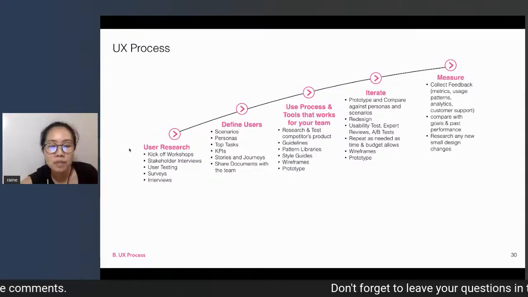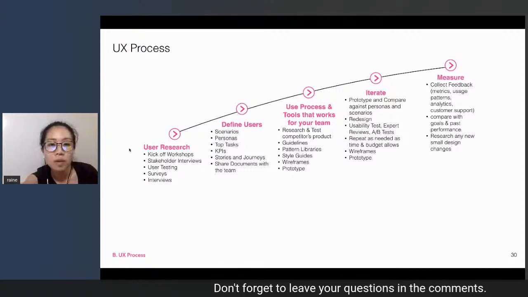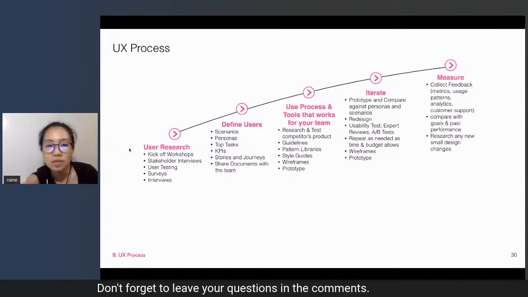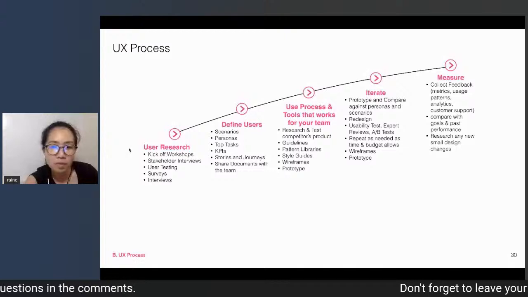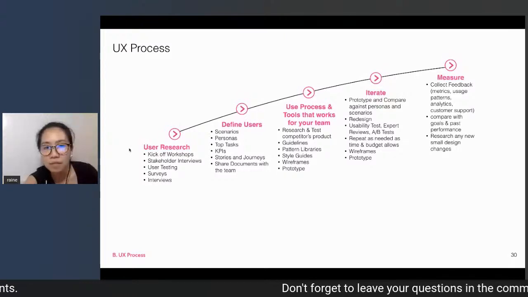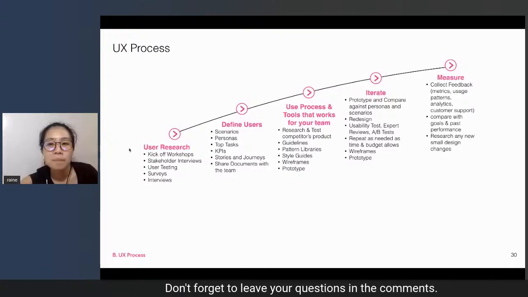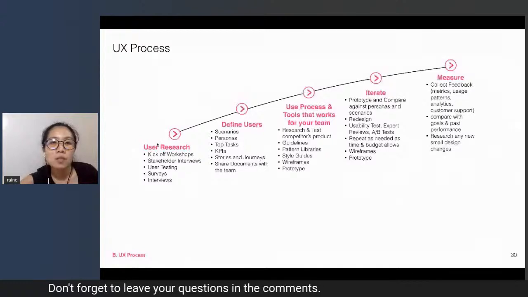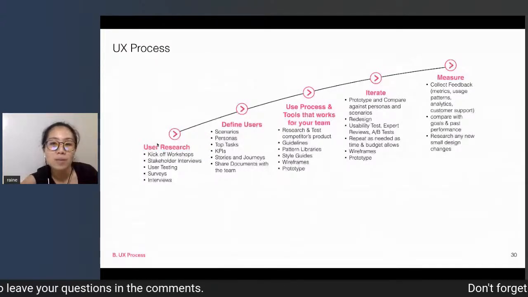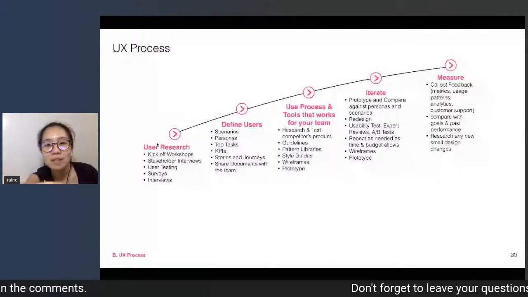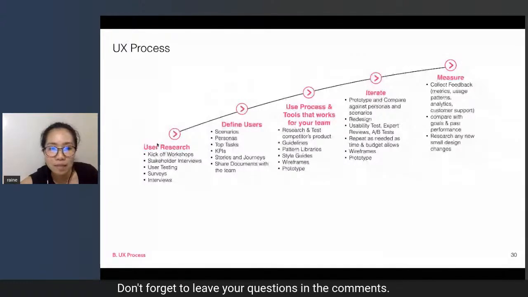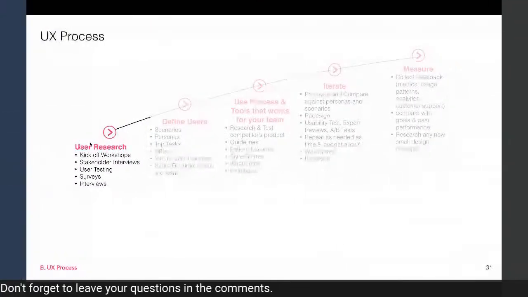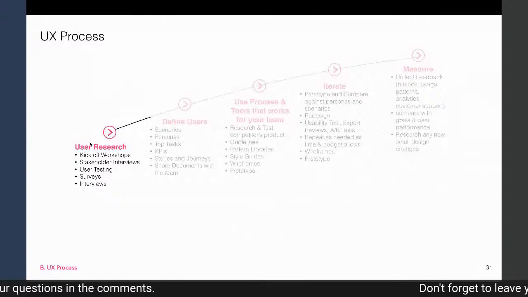So this one is actually a loop. Once you started with research, defining your users, and try to implement it in a wireframe or the flow, and create high fidelity wireframes after that, then you start to measure that, and then you go back to research again to improve it. So it's actually a loop. All right. So let's go to the first one, the UX research.